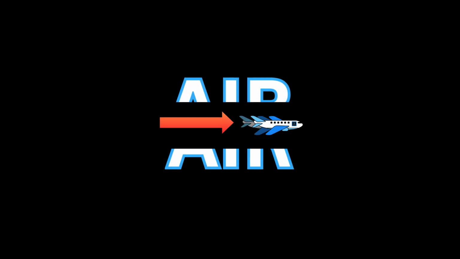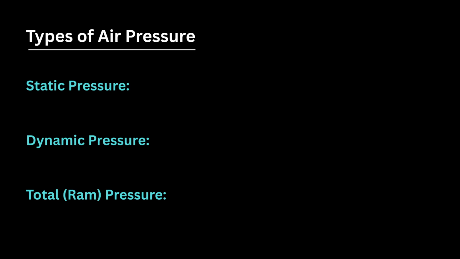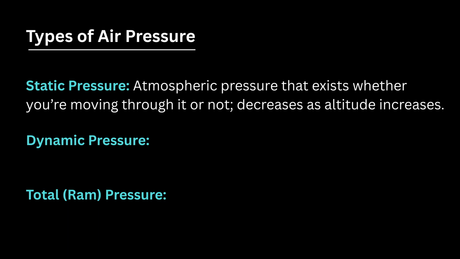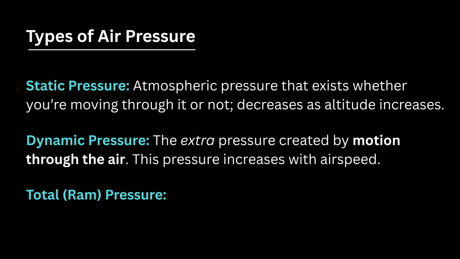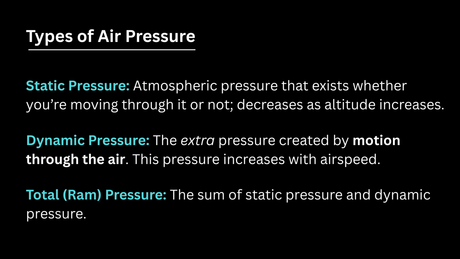Well, in terms of physics, air has mass. When you move through it, the air exerts pressure, hence the term air pressure. There are 3 different types of air pressure that are relevant here, which are static pressure, dynamic pressure, and total or RAM pressure. Now, static pressure is just the ambient atmospheric pressure that exists whether you're moving through it or not. It decreases as altitude increases. Dynamic pressure is the extra pressure created by motion through the air. This pressure increases with airspeed, and that leaves total pressure or RAM pressure, which is the sum of static pressure and dynamic pressure. So just the 2 added together.